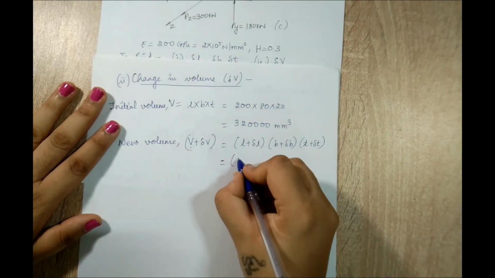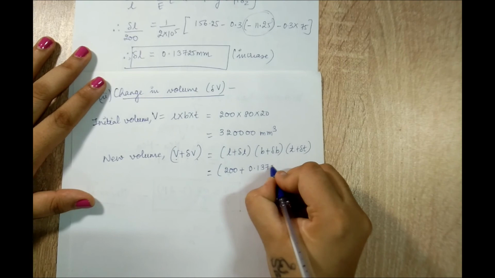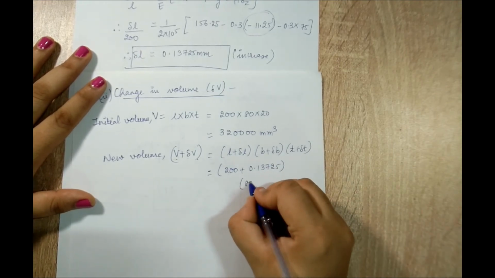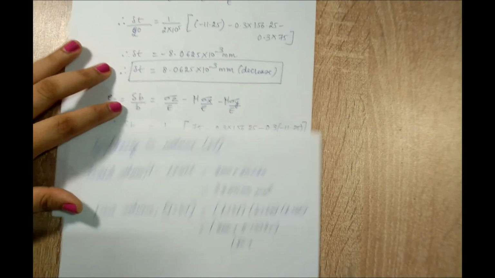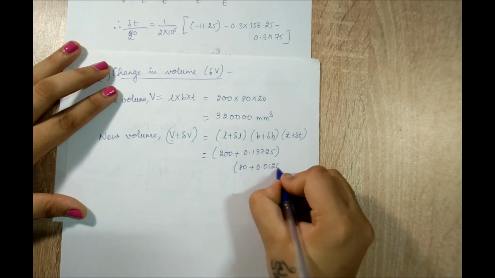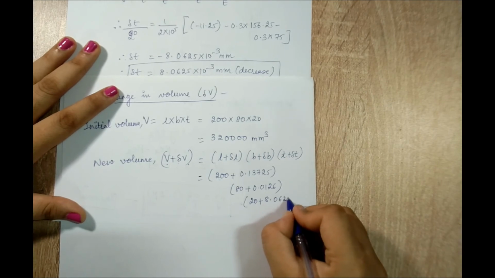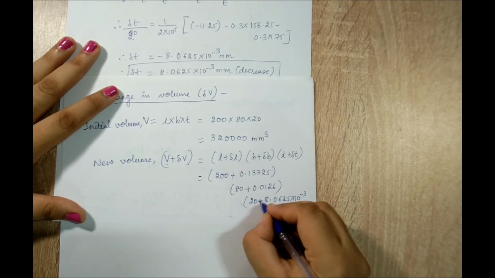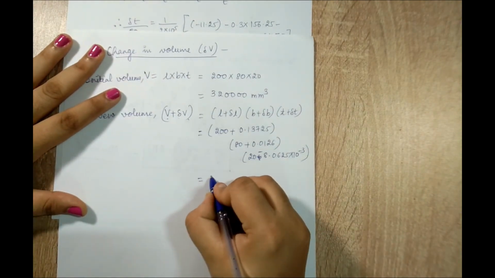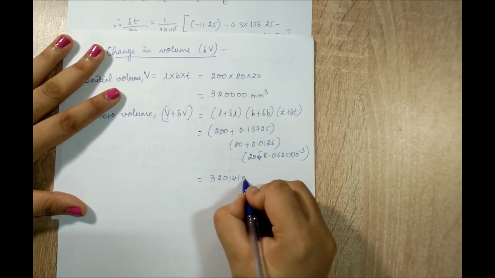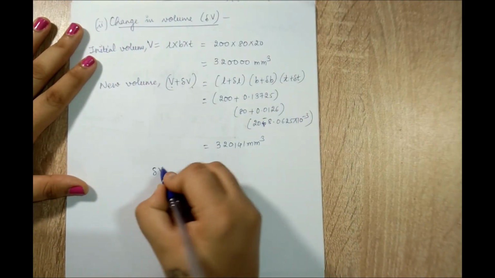So here L is 200 plus the value of delta L as 0.13725, B is 80 plus the value of delta B as 0.0126, and T is 20 plus 8.0625 into 10 raised to minus 3. Now this will not be plus, this will be minus because I have got a negative sign. So I'll solve this and I'll get the value as 320,141 mm cube.